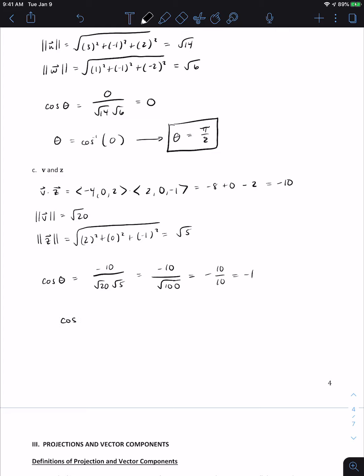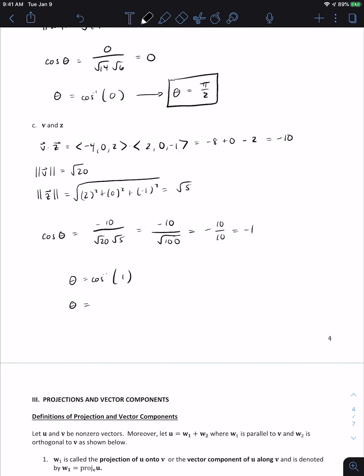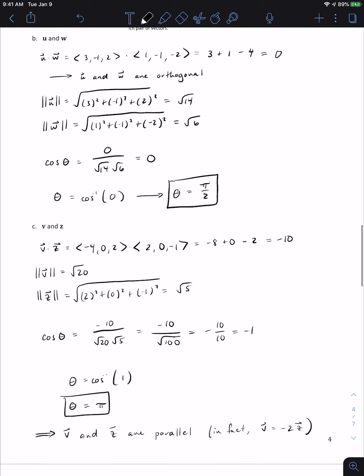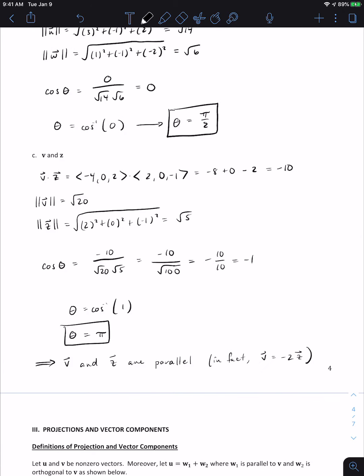So I get that cosine of theta is equal to negative 1, and that means that theta is equal to pi. Remember, theta equal to pi means that they are parallel. If the angle between them is pi, that just means they're pointing along the same line, so they are in fact parallel. So here v and z are parallel. In fact, v is equal to negative 2z upon further inspection. If I multiply z times negative 2, I will get v.